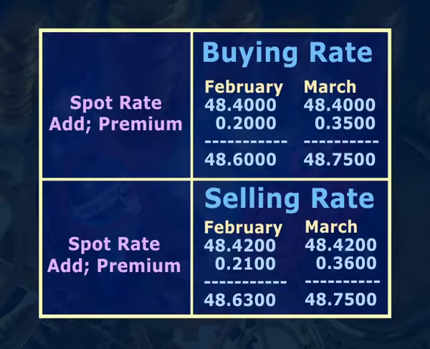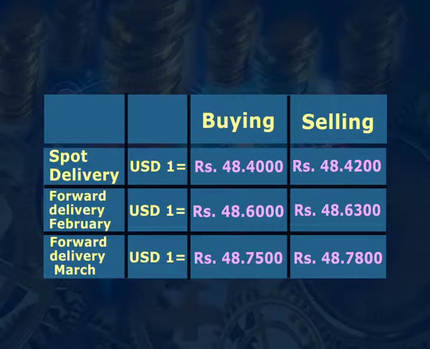Fifth, where the forward margin for a month is given in ascending order, as in the quotation above, it indicates that the forward currency is at premium. The outright forward rates are arrived at by adding the forward margin to the spot rates. The outright forward rates for dollar can be derived from the above quotation given on the screen. From the above calculation that is given on screen, we arrive at the following outright rates.